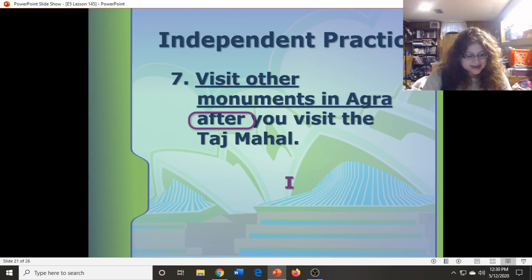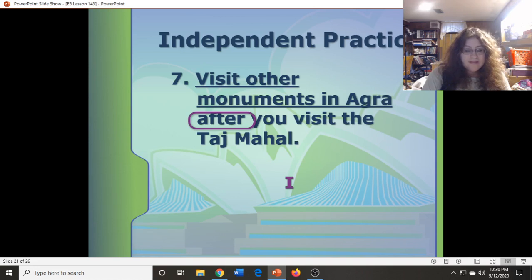Numbers 8 through 10 say, use a subordinating conjunction to combine the sentences. Add a comma when necessary. Remember, if the dependent clause comes first, the one with the subordinating conjunction, you need a comma. If the independent clause comes first, you do not need a comma.